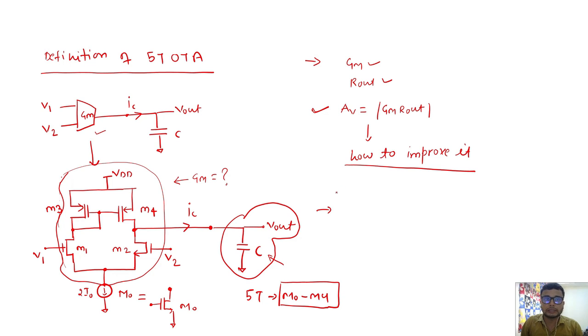So as of now this is enough to understand what is 5 transistor OTA, the definition of 5 transistor OTA, and how this GM block is designed on the transistor level. This particular structure where we have 5 transistors, in general we call it 5 transistor OTA. So I think this is enough for this video.